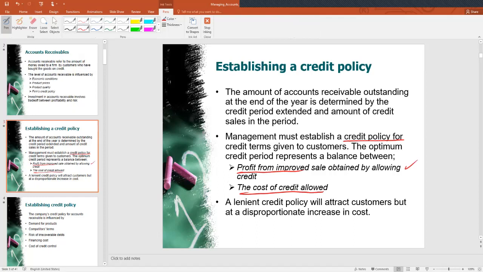The profit you make from the extra sales, but at the same time you quantify the cost that comes with it. If you're able to maximize the profit and minimize the cost, then of course the better off. If you have more financial benefit than financial cost, the better off the company definitely is.